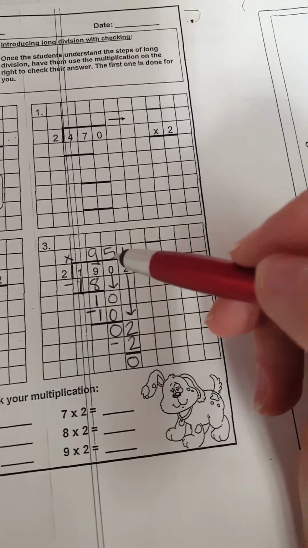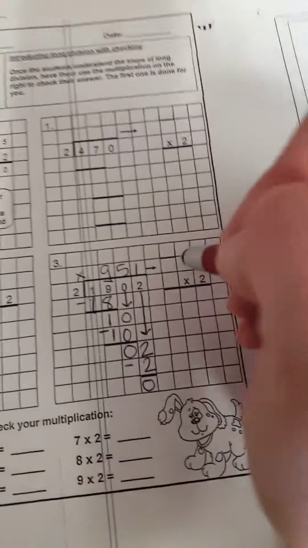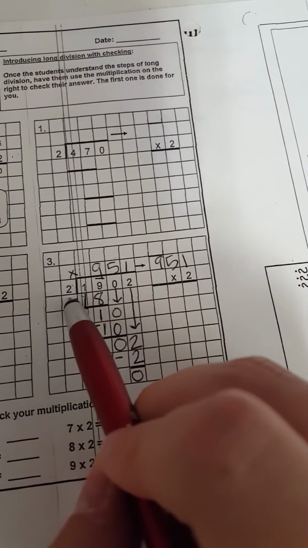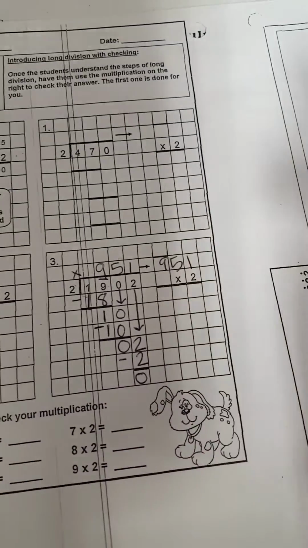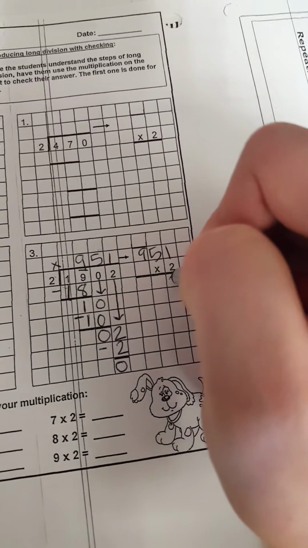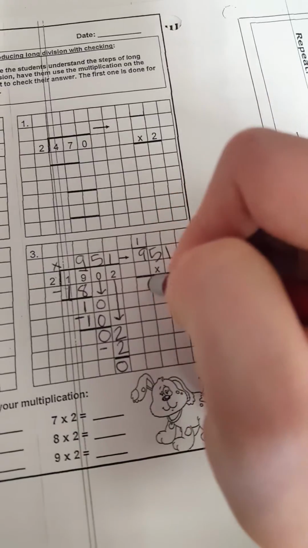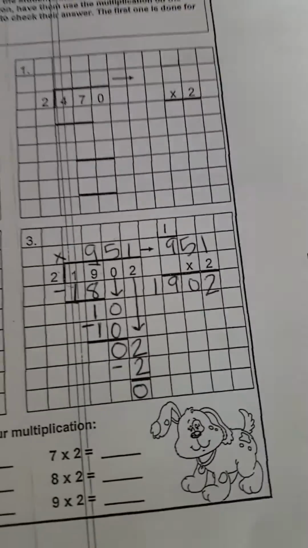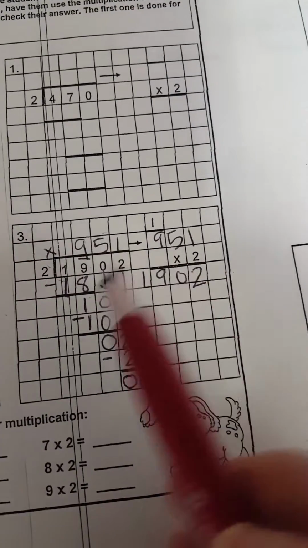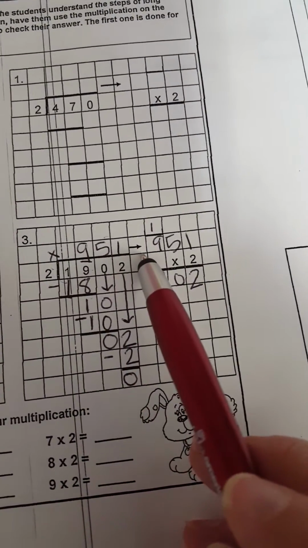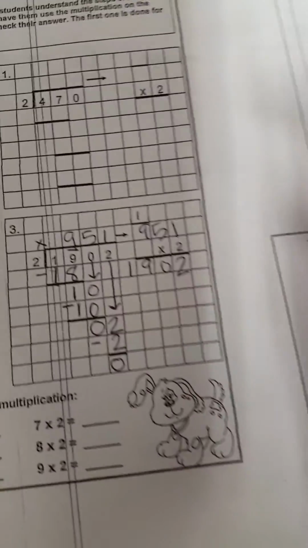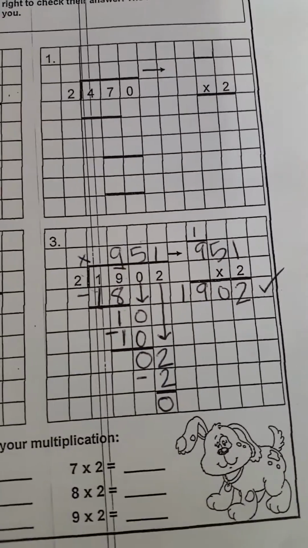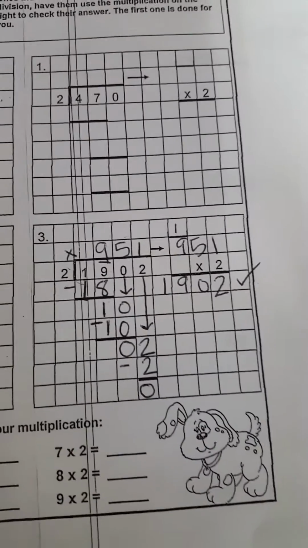So I want to check my answer. So here's my answer. I'm going to write it down and multiply times the divisor, the one on the outside. 951 times 2. And I get 1,902, which matches 1,902. So I got it correct. Okay? And so that's how we're going to divide.